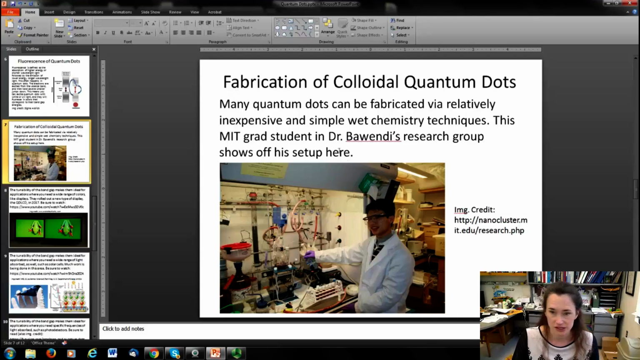For example, this MIT grad student here from Dr. Bawendi's research group is showing off his setup where they're making quantum dots in the lab using some wet chemistry techniques.